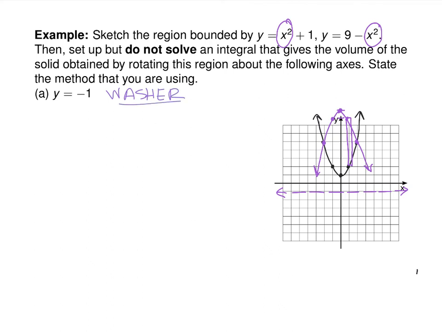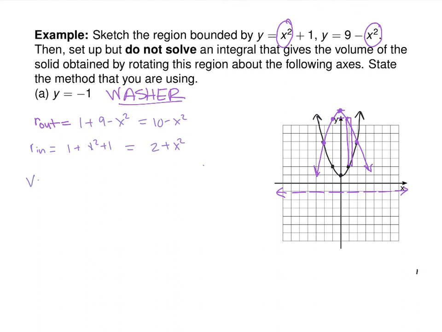All right, so in that case, our outer radius, the distance from the axis of rotation to the outer curve, so to go from the axis of rotation up to the x-axis is a distance of 1, plus the 9 minus x squared. So 1 plus 9 minus x squared, or 10 minus x squared. Our inner radius, in a similar fashion, is 1 plus x squared plus 1, or 2 plus x squared.